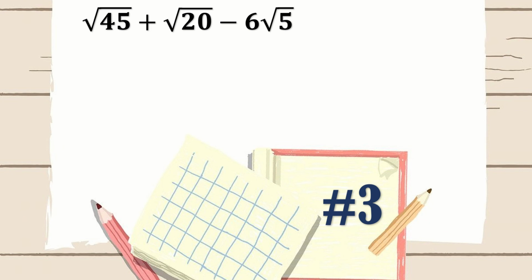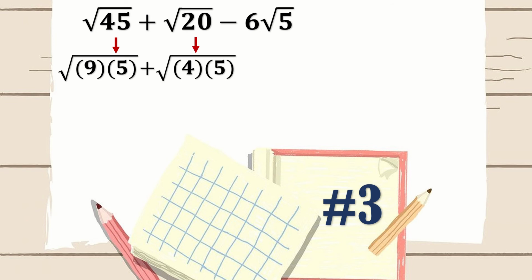Number 3, square root of 45 plus square root of 20 minus 6 square root of 5. First, you need to simplify the given. Square root of 45 can be simplified as square root of 9 times 5. Square root of 20 will be square root of 4 times square root of 5.